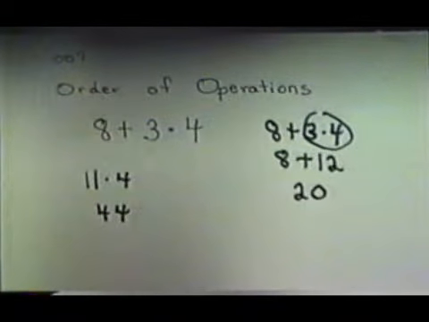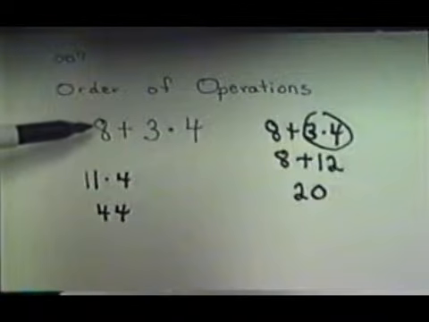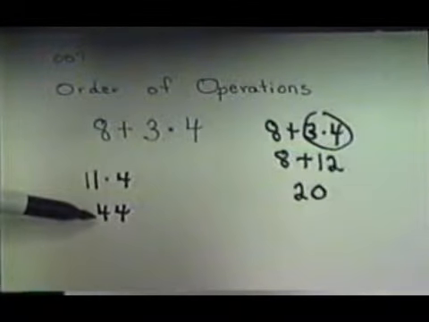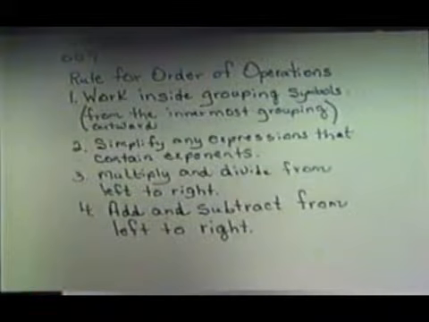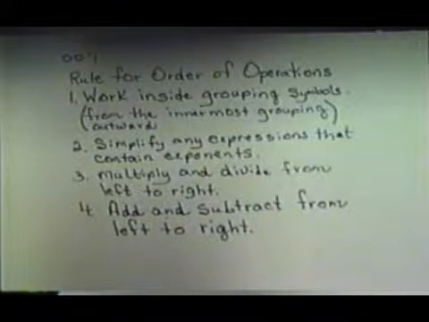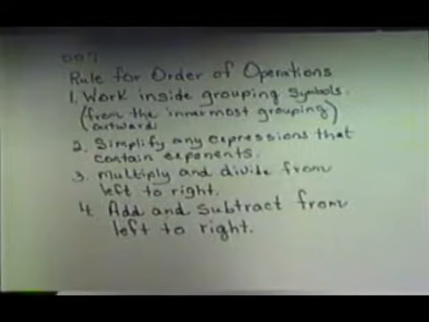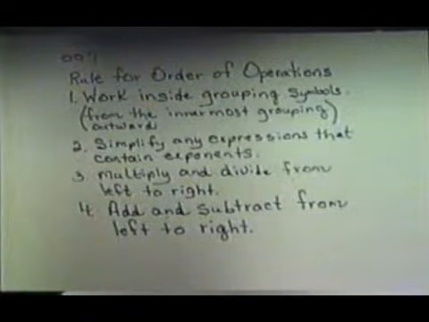Now that's a problem. There shouldn't be a problem in arithmetic that has two answers. 44 and 20 could not both be answers. So because of this, we have some rules that tell us the correct order to work our problems in, and we follow those rules throughout our work. So let's look at those rules. These are our rules for the order of operations. The first thing you do is you work inside grouping symbols.